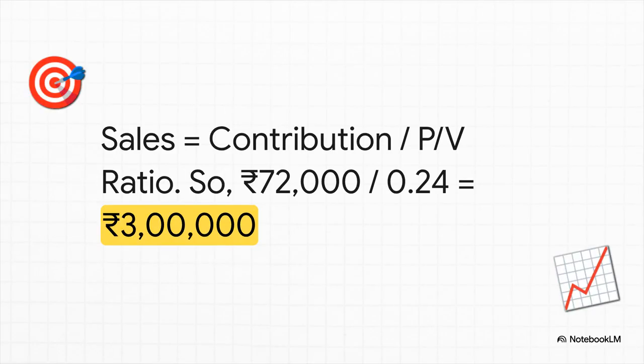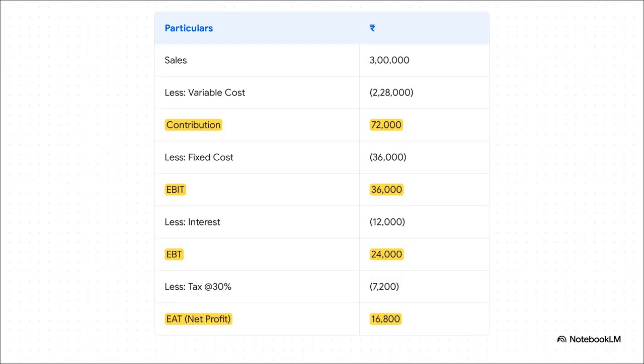And now we can finally go back and answer that big question from the very beginning. Where are the sales? Well, we use another clue we were given, the PV ratio of 24%. Sales is simply our contribution, that's 72,000, divided by that PV ratio. And that gives us our top line number, 300,000 rupees. And there you have it, the treasure at the end of our hunt.